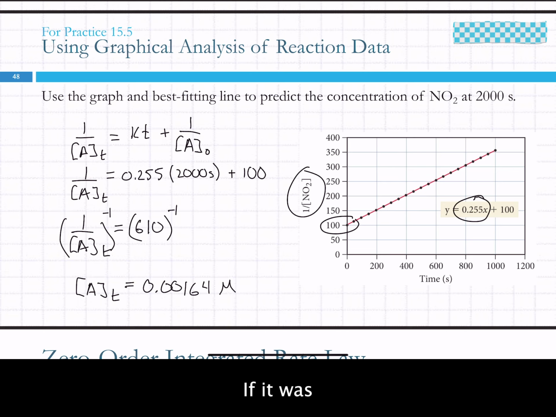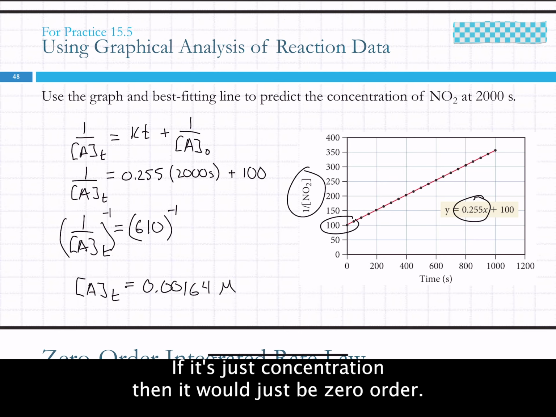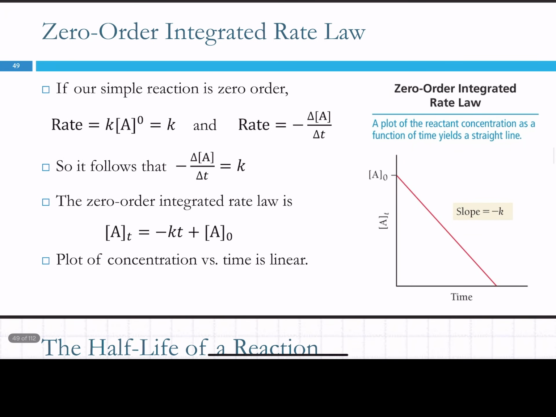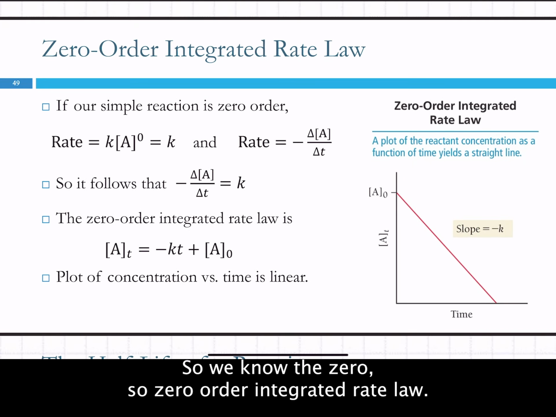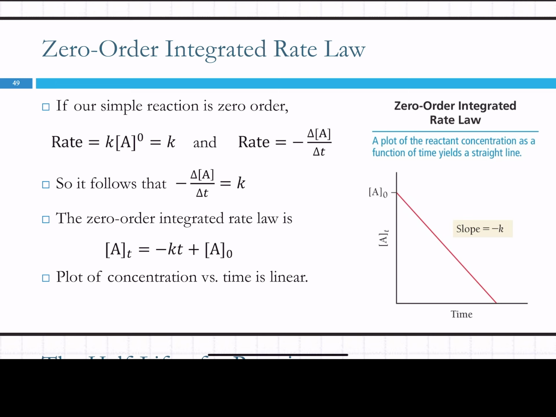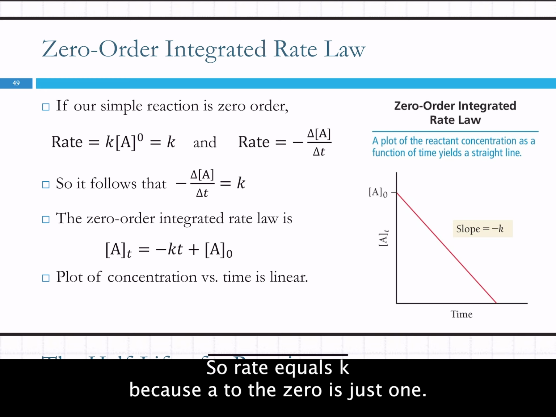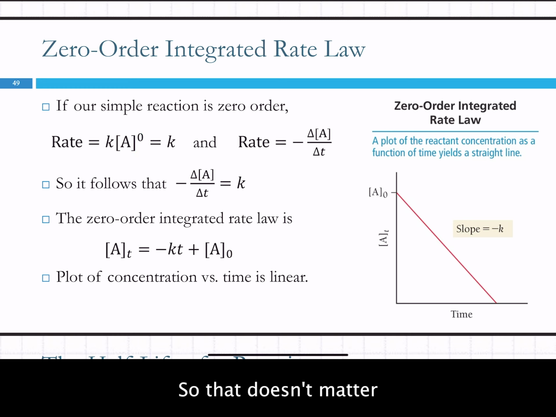If it was just concentration, then it would be zero order. But then the rate doesn't depend on the concentration. So for the zero order integrated rate law, when we look at the equation for the rate, the rate equals k, because A to the 0 is just 1, so that doesn't matter. It becomes 1, so rate equals k.